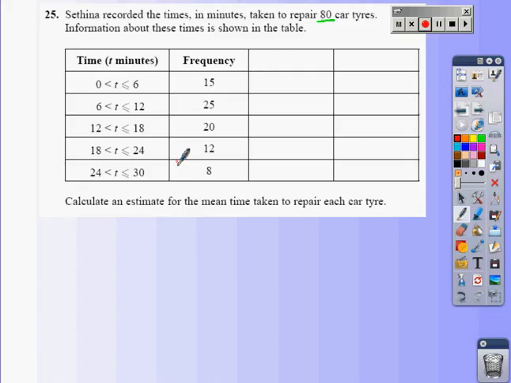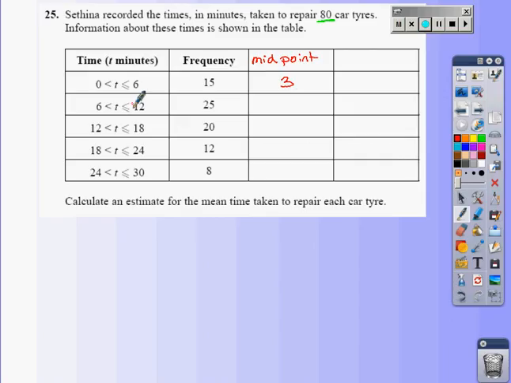Now, because we don't know exactly how long these 15 cars took to repair, somewhere between 0 and 6, we make a bit of an estimate and we say we're going to take the midpoint of those values. Okay, so the midpoint of 0 and 6 is 3. The difference is 6, so halfway is 3.